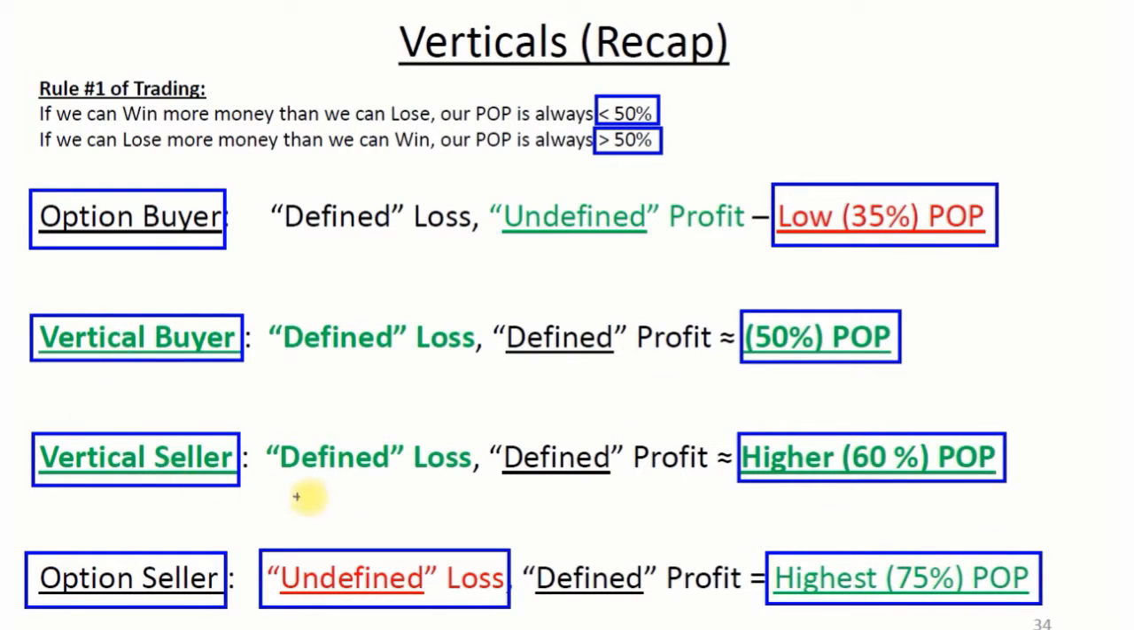But for us, we are in the vertical game. We're looking in the 50 to 60 POP range because we have a defined loss, also defined profit, but also a relatively high POP in the grand scheme of things.